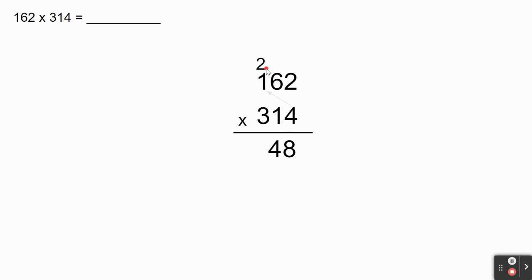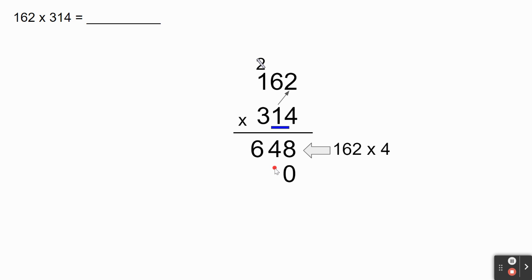Now we can multiply 4 times 1, since the 1 is in the hundreds place. 4 times 1 is 4, plus the 2 we regrouped is 6. So 162 times 4 is 648. Now let's multiply 162 times 10, since the 1 is in the tens place. Before we even start multiplying, we're going to place a 0 in the ones place, so our answer will start in the tens place.